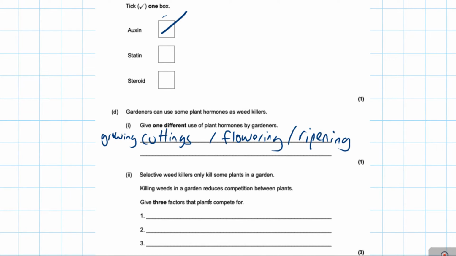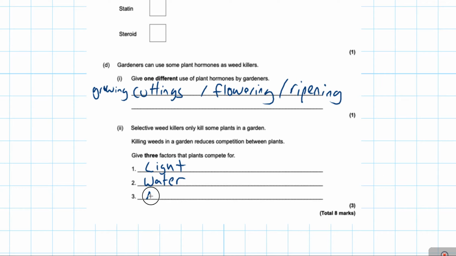Okay, selective weed killers only kill some plants in the garden. Killing weeds in the garden reduces competition between plants. The three factors that they compete for: one of the main ones is light, because they're looking for photosynthesis. Every living thing, or the majority of living things, compete for water. And then another one you could use is nutrients in the soil.